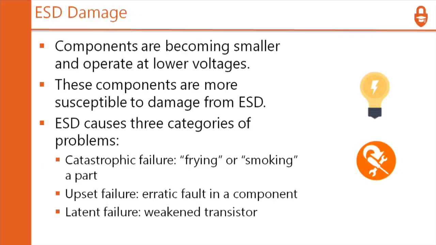ESD damage. Components are becoming smaller and operate at lower voltages. The components are more susceptible to damage from ESD. ESD causes three categories of problems: catastrophic failure, frying or smoking of a part; upset failure, an erratic fault in a component; and a latent failure, a weakened transistor. So they can become weakened because the lightning bolt that you just put in there essentially has ripped through some of that substrate and it's messed up the electron flow and paths and things like that.